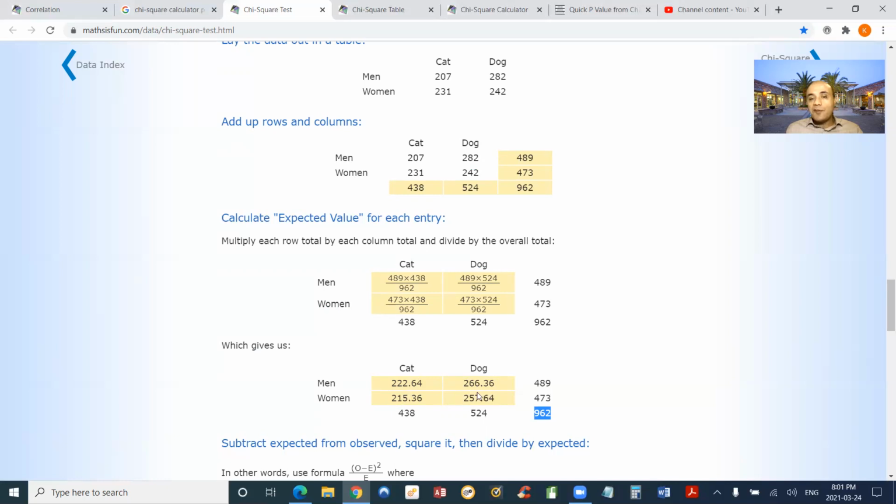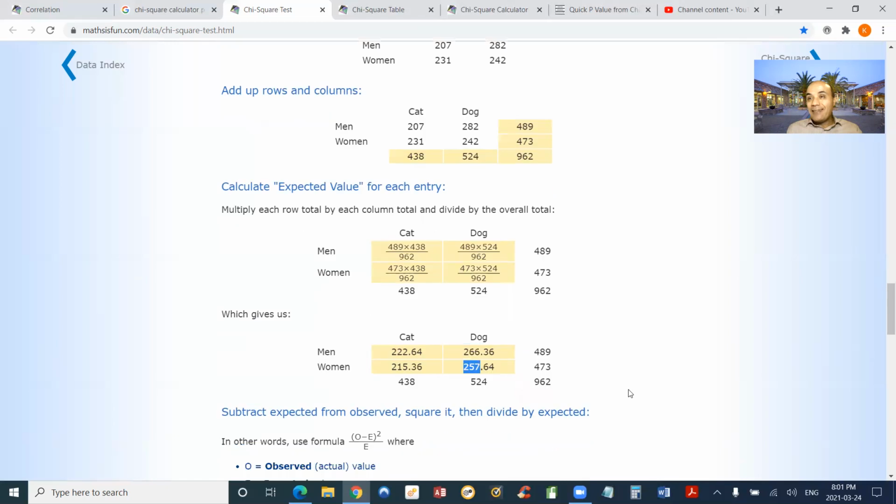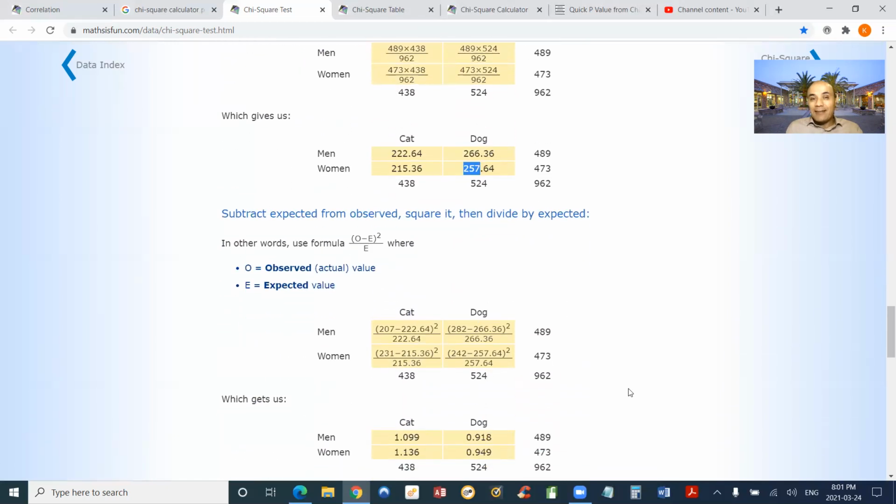222, 215, 266, 257. There is a big difference between expected value and your observed value. If you take a look at the observed value, 207, 282, quite on the edge on the two sides. But if you take a look at this, you can see that 222 and 267, 215 and 257, you feel that the data is actually getting closer in terms of basically larger size.